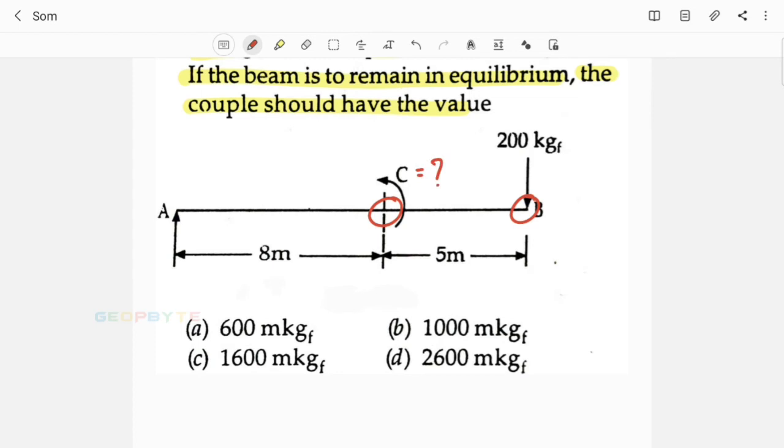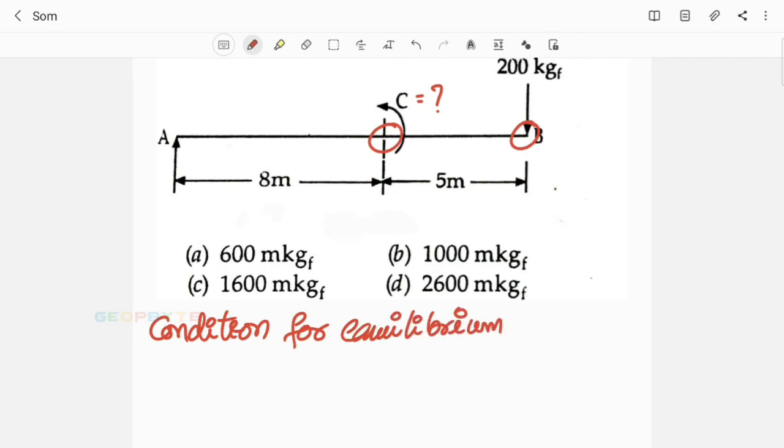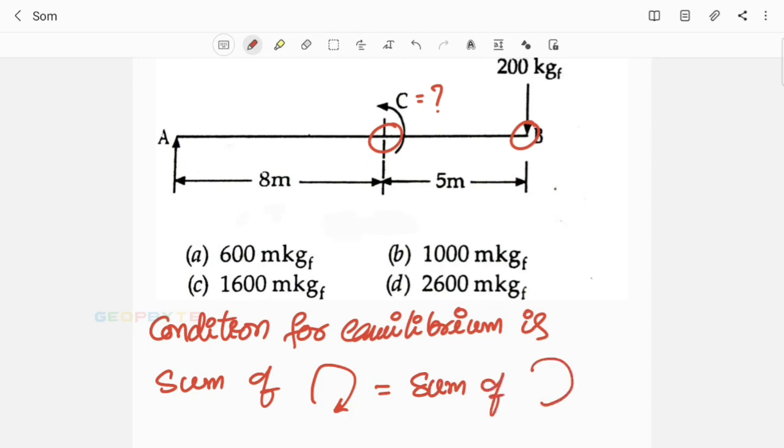Dear friends, the condition for equilibrium is sum of the clockwise moments must be equal to sum of the anti-clockwise moments. Let me write that point. Condition for equilibrium is sum of clockwise moments must be equal to sum of anti-clockwise moments.